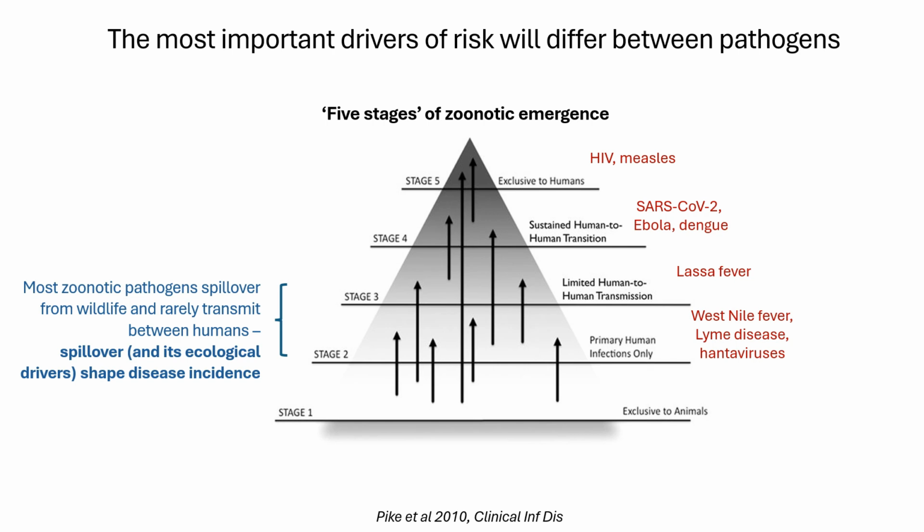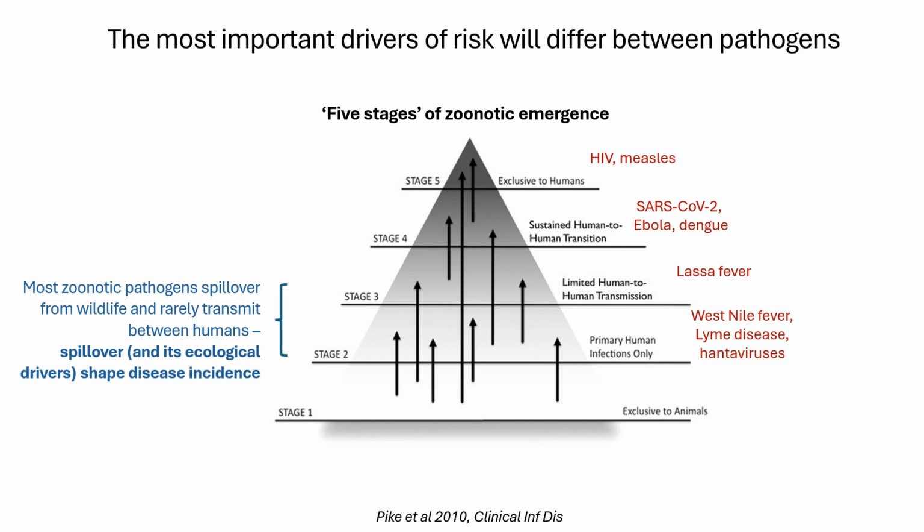And then we get to stage 4, so these are zoonoses that can sustain long-term human-to-human transmission, things like SARS-CoV-2, Ebola, and dengue virus. And then at some point within this process, we have pathogens that become exclusive to humans, which, to be honest, I think SARS-CoV-2 probably now fits in, at least in this framework, as well as things like HIV and measles.